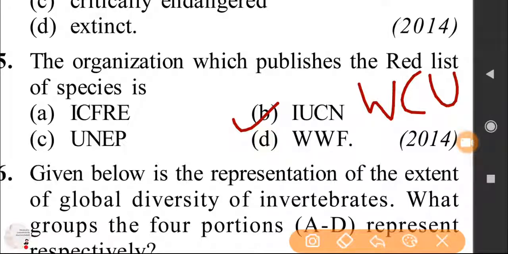Sometimes it's also asked: it maintains a Red Data Book, as I already told, of species facing a risk of extinction. It was initiated in 1963, and it has mainly 18,000 species. Till the year 2000, new data is not available. 18,000 species are included till now.